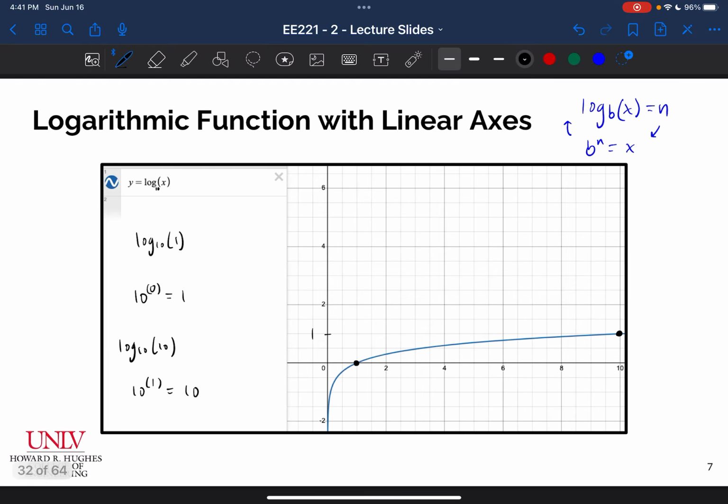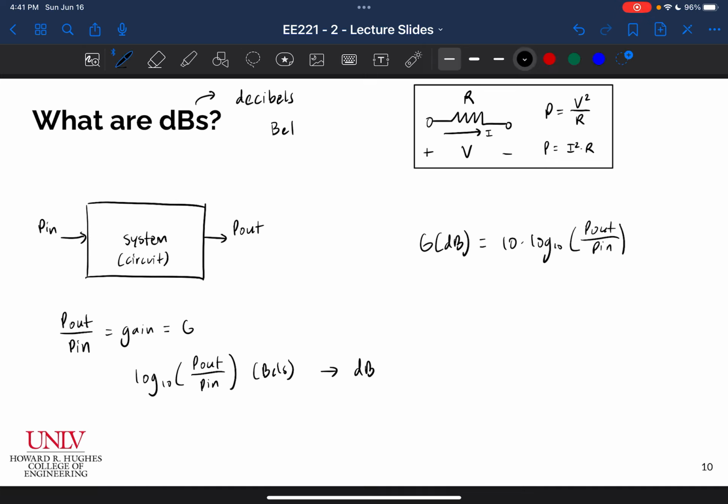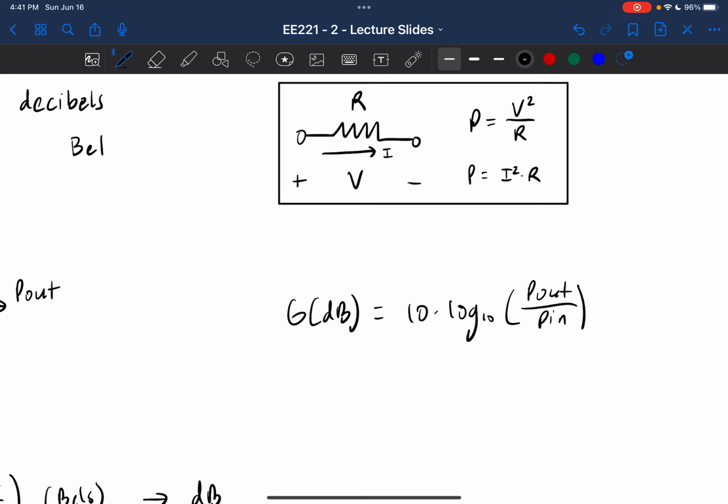So to get from decibels and the power gain into voltage gain, we need to convert these powers into voltages. And how do we do that? Well, I can note that the gain in dBs is equal to 10 times the log base 10 of the output power of my system, which would be V out squared over some resistance R, divided by the input power of my system, which would be V in squared over R.